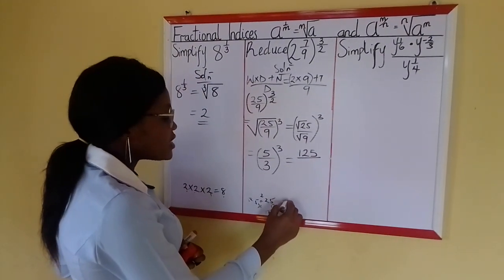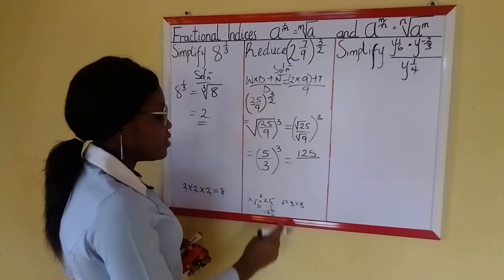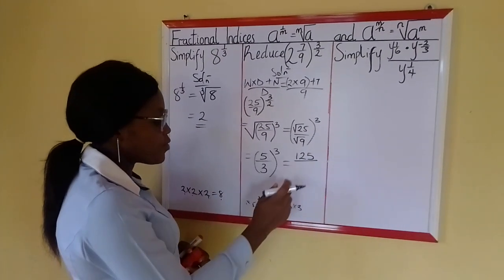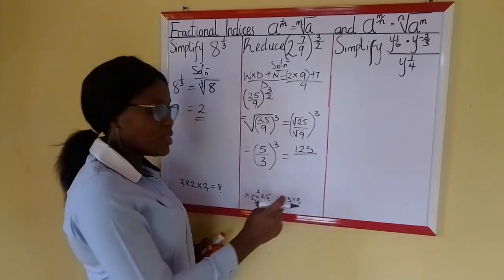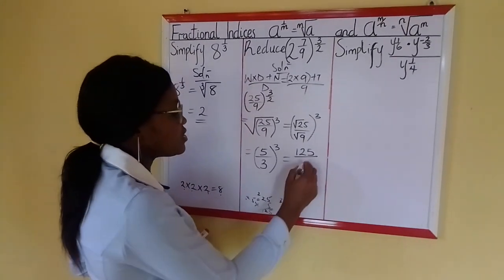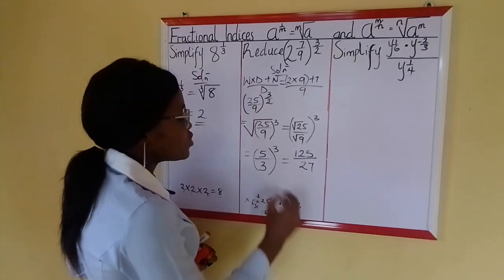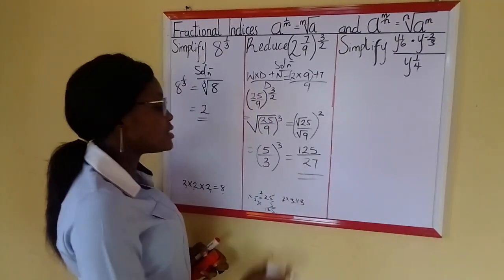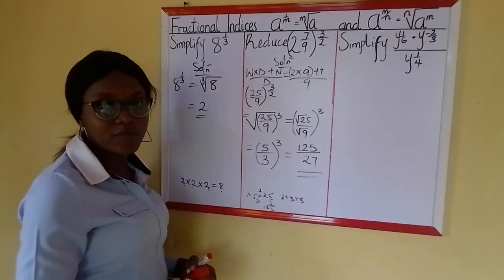here you have 3 times 3 times 3. 3 times 3 is 9. 9 times 3 is 27. So this comes to be the answer to this particular question.